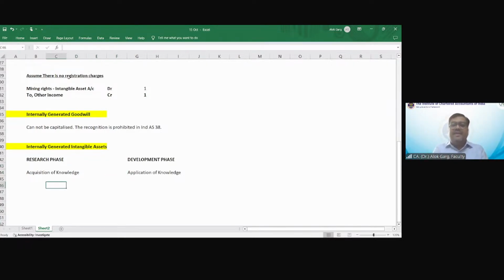So friends, the standard says that any expenditure, any amount spent in research phase shall be charged to P&L.